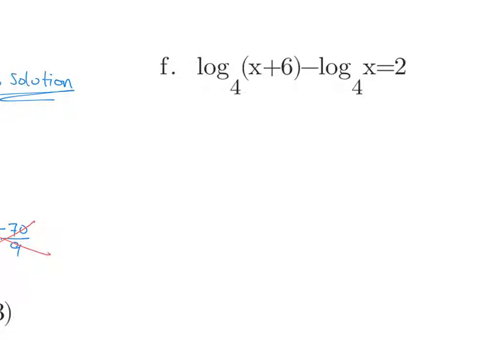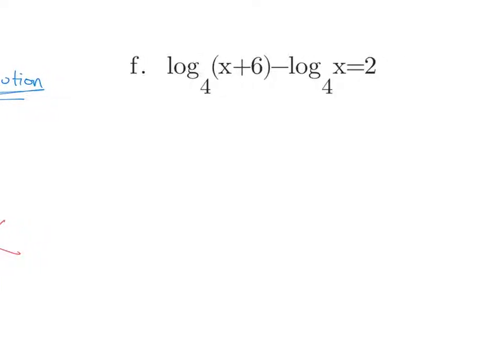Let's look at example F. Example F, we have log base 4 of x plus 6 minus log base 4 of x equals 2. So the first thing that we are going to do is combine to a single logarithm. We get log base 4 of x plus 6 over x equals 2. Since it's subtraction, we change it to division.